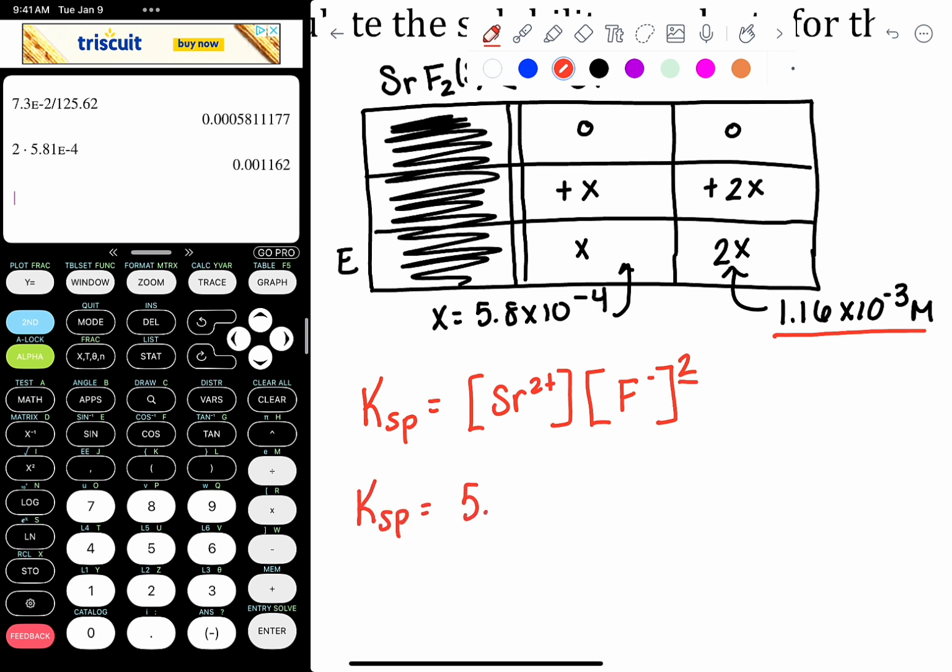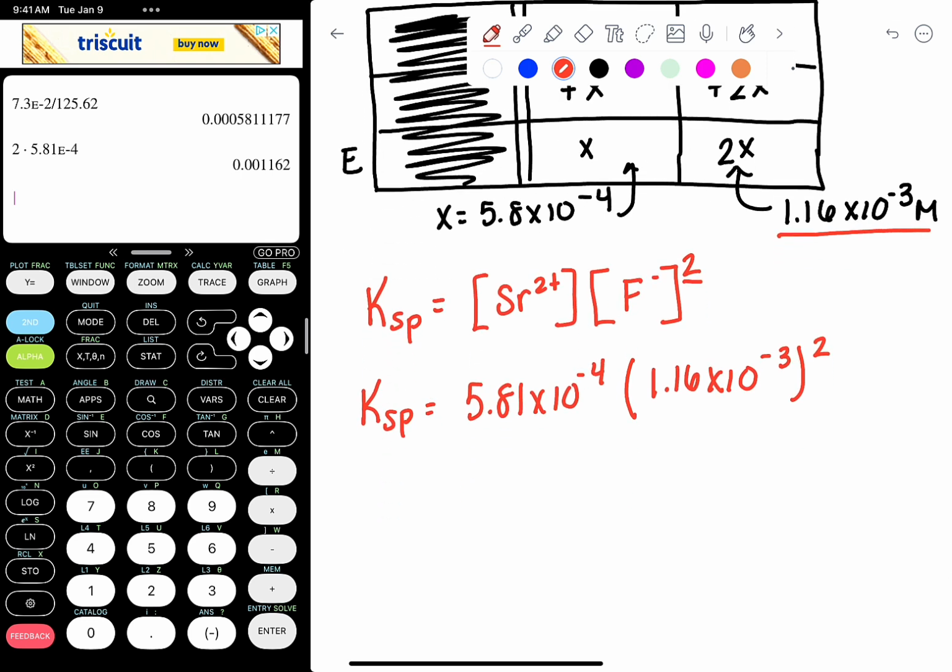So what we can do is take KSP and plug in our values. So we have 5.8 times 10 to the minus 4 times 1.16 times 10 to the minus 3 quantity squared. And then we just plug everything in. So we'll square that 1.16, then we'll multiply that by 5.81 times 10 to the minus 4. And we get our KSP to be 7.84 times 10 to the minus 10.